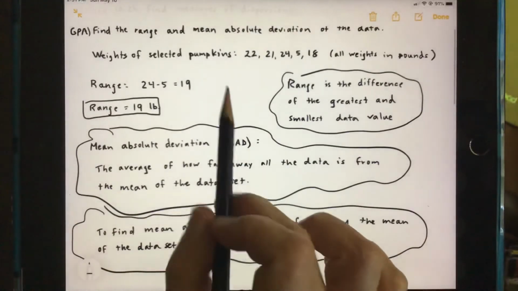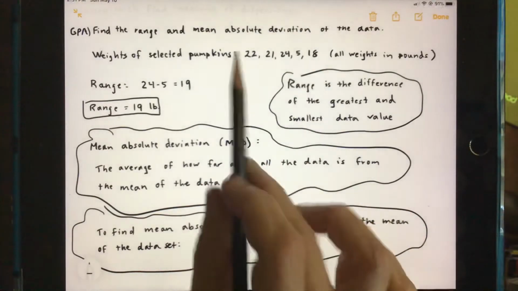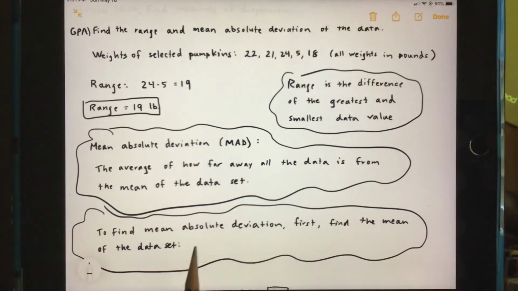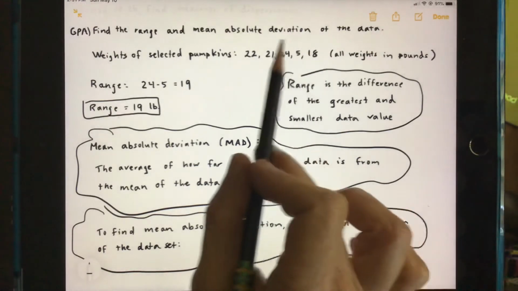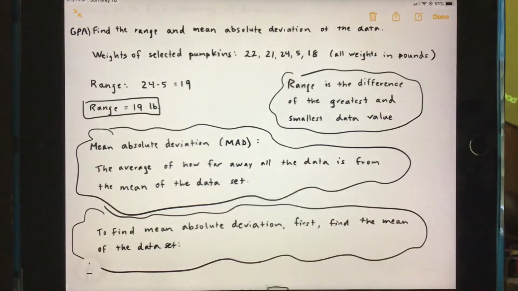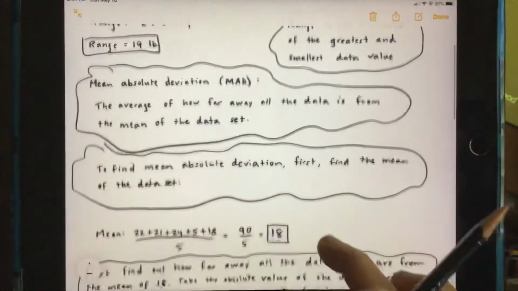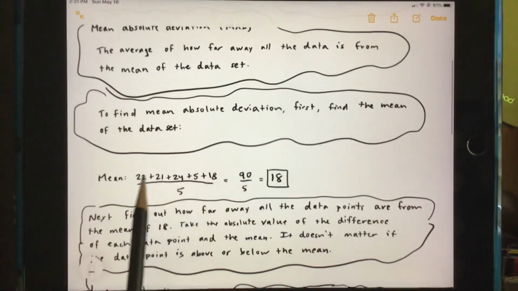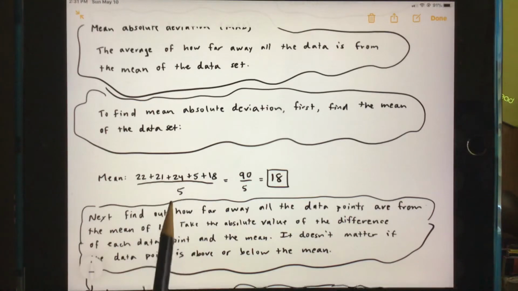We're still using our same data here, these 5 data points. To find the mean absolute deviation, first find the mean of the data set. So what we're going to do is simply average these numbers. We learned how to do that in our last lesson. So here we are, adding up all of the values in our data set. And then we're going to divide by 5 because that's how many values there are in our data set. And that's going to tell us the average weight of the pumpkins in this data set is 18.